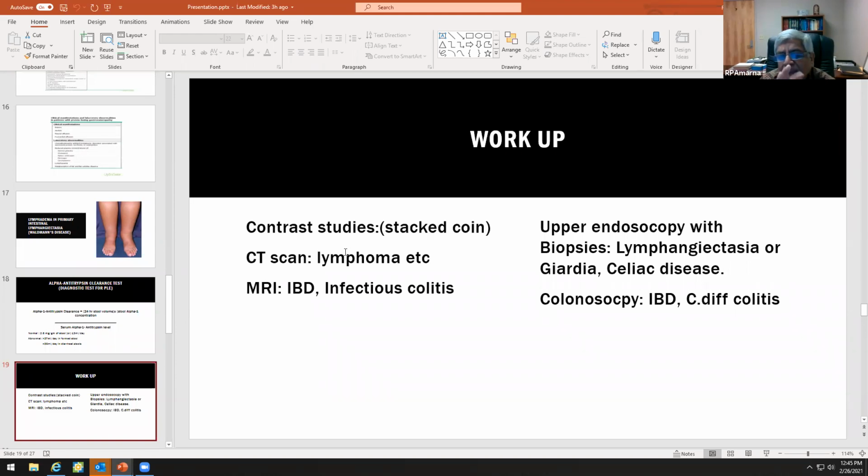More definitive diagnostic procedures will be upper endoscopy. Here you can identify lymphangiectasia, giardiasis or celiac disease, etc. Colonoscopy will show inflammatory bowel disease, C. diff colitis, or other causes, like microscopic colitis, collagenous colitis in older people, etc. So that will be the next step in the workup.